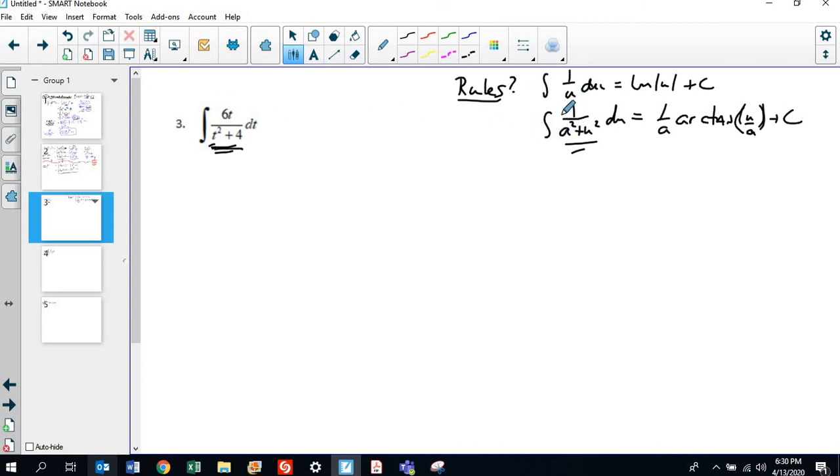But this has a constant on top. This does not have a constant on top. This has a t up here. So because of that t up there, that tells me I probably need to look at this rule, because I have no way of getting that t out of there if I try to do arctan. All right, so let's try that.